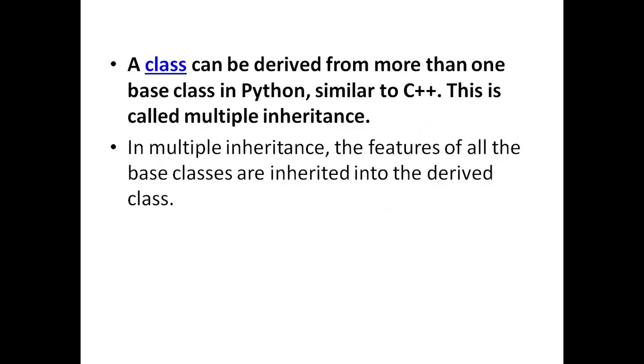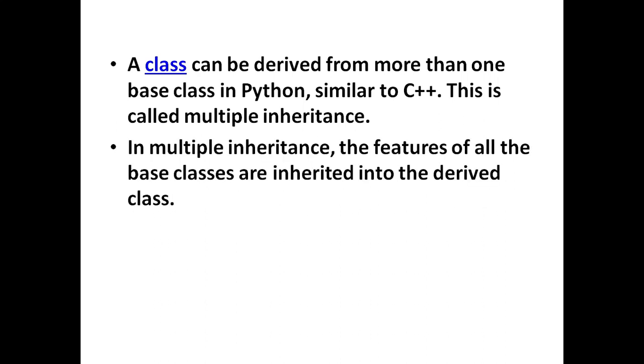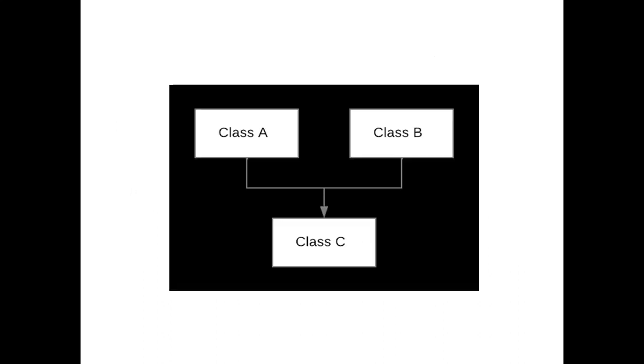Here we will see multiple inheritance in Python. When a class is derived from more than one base class, it is known as multiple inheritance. In multiple inheritance, the features of all the base classes are inherited into the derived class. Here class A and class B are base classes and class C is a derived class.